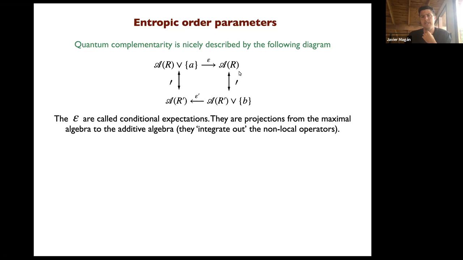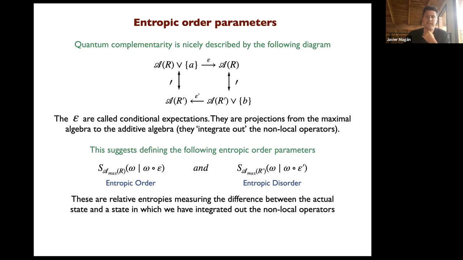Now, going in the vertical direction means taking the commutant. For example, the local algebra in R, when we take the commutant, takes us to the local algebra in R prime plus the B's. And going to the left, we project into the local algebra in R prime. We call this a complementarity diagram, and it suggests defining the following big order parameters. We have one entropic order and one entropic disorder parameter, one per region. These are defined in terms of relative entropies, which are computed in the maximal algebras of the regions in question, and they compute the difference between two states.